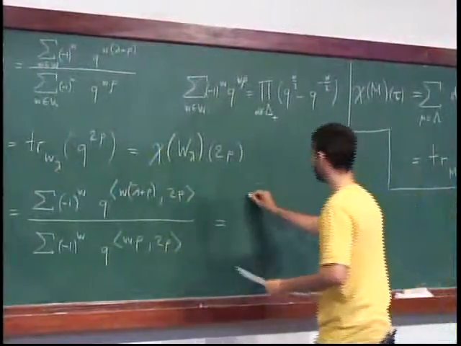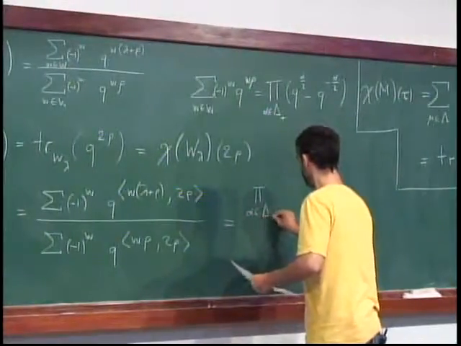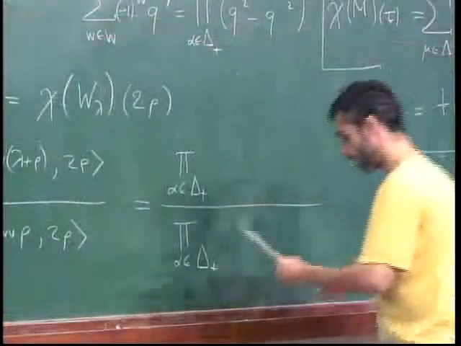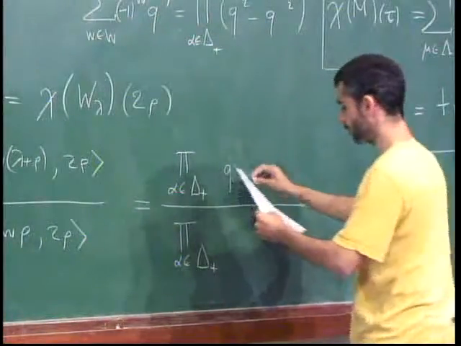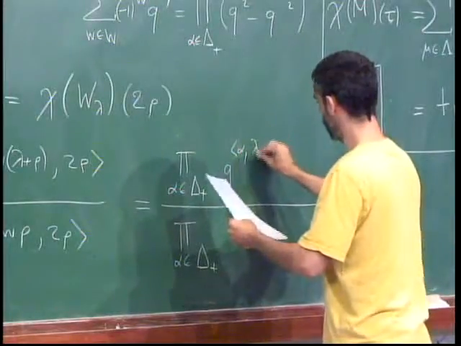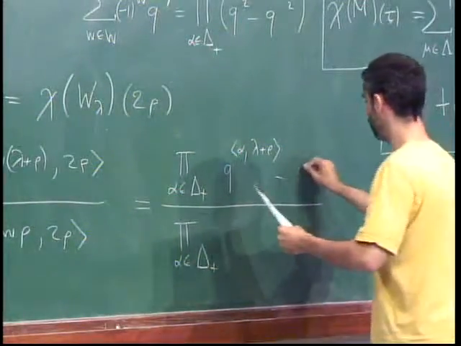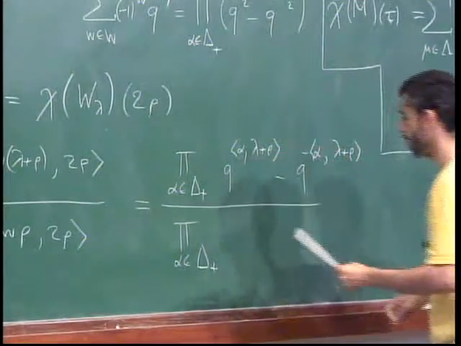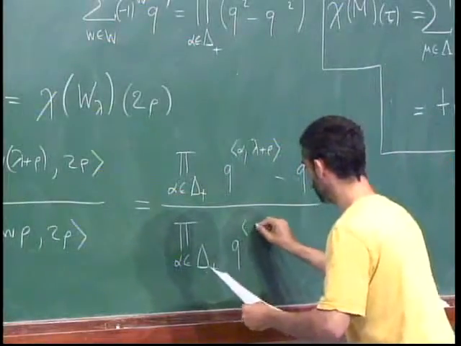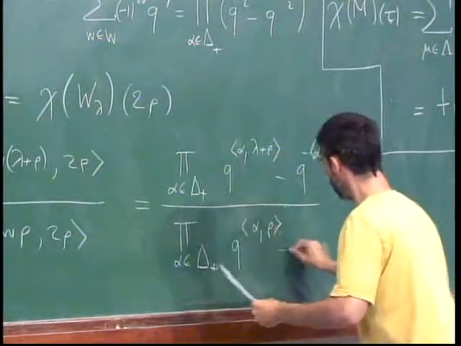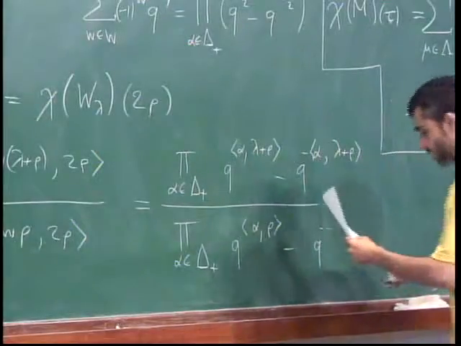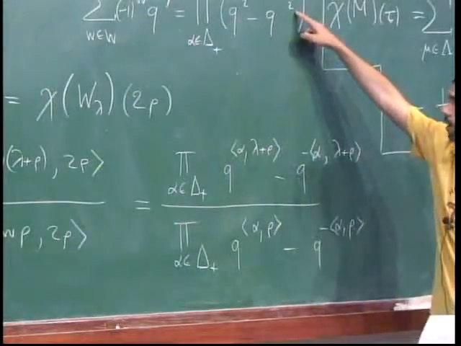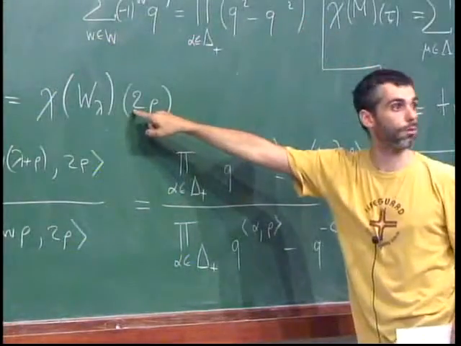So you can rewrite it as a product on both sides using this. And you end up with a product over the positive roots alpha of q to the alpha paired with lambda plus rho, minus q to the minus alpha paired with lambda plus rho, over q to the alpha paired with rho minus q to the minus alpha paired with rho. And this factor of 1/2 got eaten by the fact that here we had 2 rho.